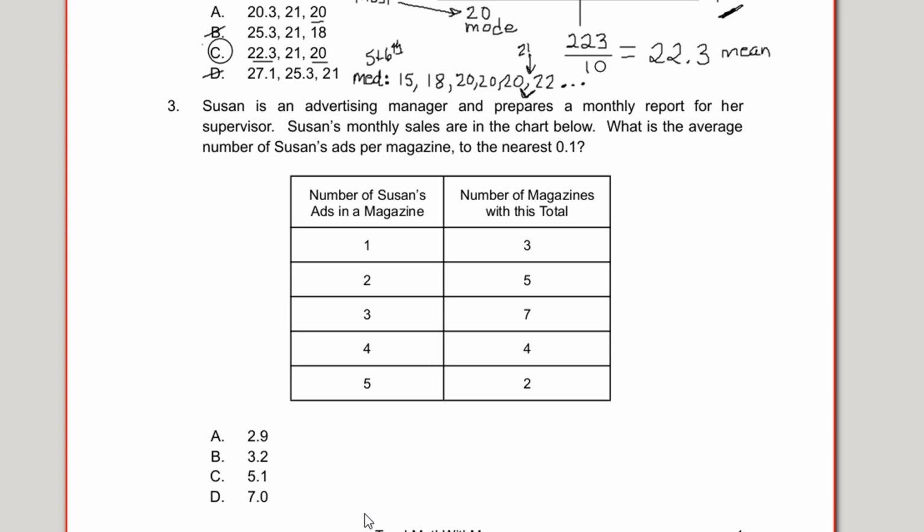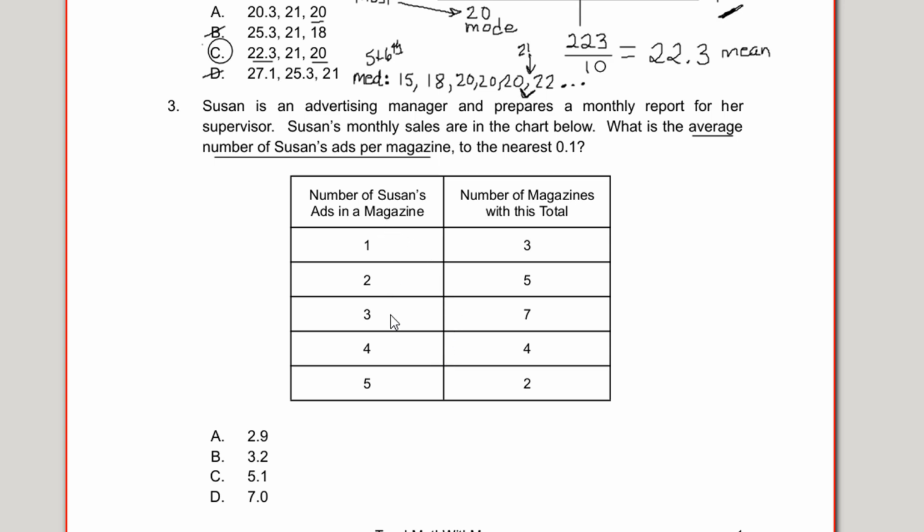For question number 3, we have a chart, and it says Susan is an advertising manager and prepares a monthly report for her supervisor. All that first sentence is not really relevant to what we need to know. We have a monthly sales chart below. What's the average number of Susan's ads per magazine to the nearest 0.1? So looks like we may have to do a little bit of rounding, but we're looking for the average number of Susan's ads per magazine. Let's see what the chart shows us.